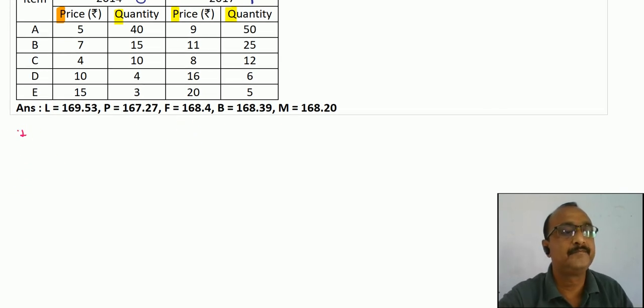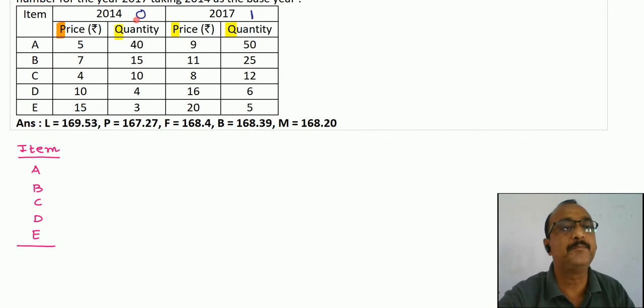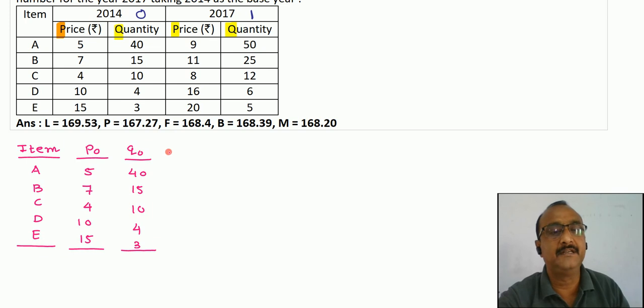Here five items are given: A, B, C, D, and E. P0: 5, 7, 4, 10, and Q0: 4 and 3. P1: 9, 11, 8, 16 and 20, and Q1: 15, 25, 12, 6.